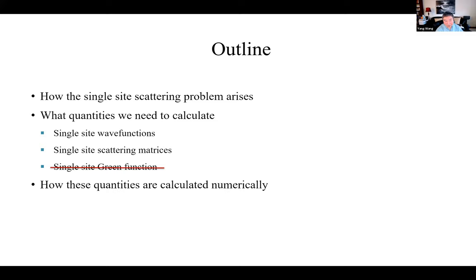So I'll talk about how these quantities are calculated numerically, to get some understanding of how this is done in practice. Because two of the postdocs in the audience really need to know this, because it is involved in their work.